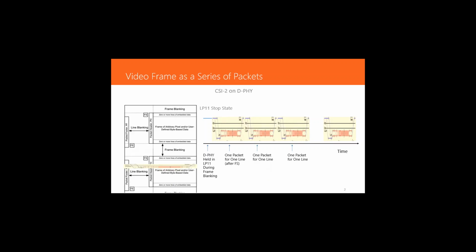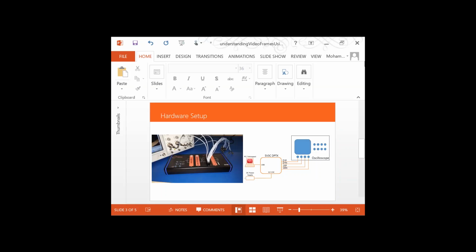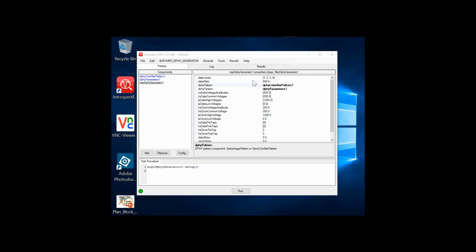And so we will go ahead now and illustrate this with a live system and see what it really means when it comes to signals as they are viewed on an oscilloscope. And so to do this, we connect the SV3 D-PHY generator shown here to the oscilloscope, and we simply connect one data lane and the clock lane to the oscilloscope because we just want to see the concepts at a high level. So we'll go ahead and look at the software now.